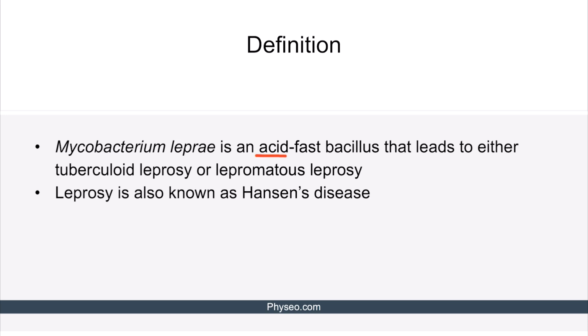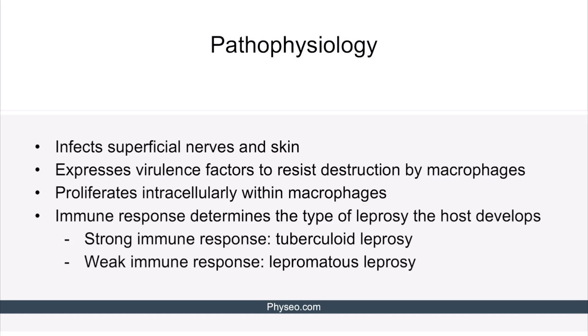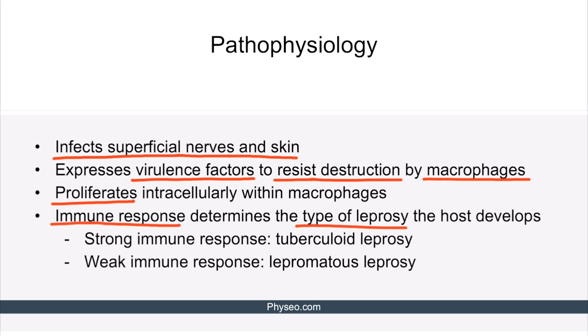Mycobacterium leprae is an acid-fast bacillus that leads to either tuberculoid leprosy or lepromatous leprosy. Notably, leprosy is also known as Hansen's disease. The organism preferentially infects superficial nerves and skin because it prefers the cooler peripheral temperatures rather than the warmer core temperatures. Similar to Mycobacterium tuberculosis, Mycobacterium leprae also expresses virulence factors to resist destruction by macrophages, and it also proliferates within them. The key point to remember about the pathophysiology of leprosy is that the host's immune response determines the type of leprosy that the host develops.